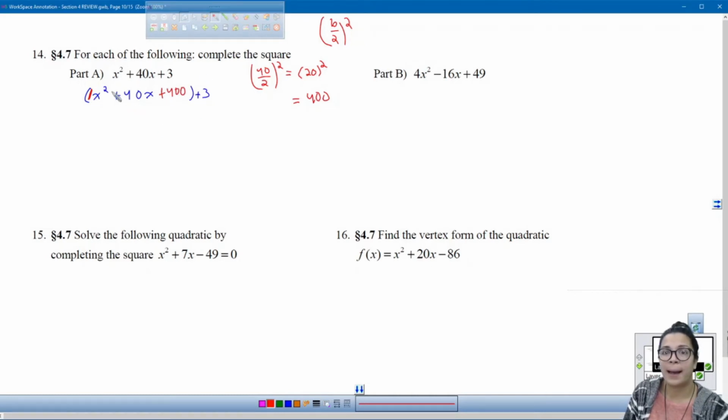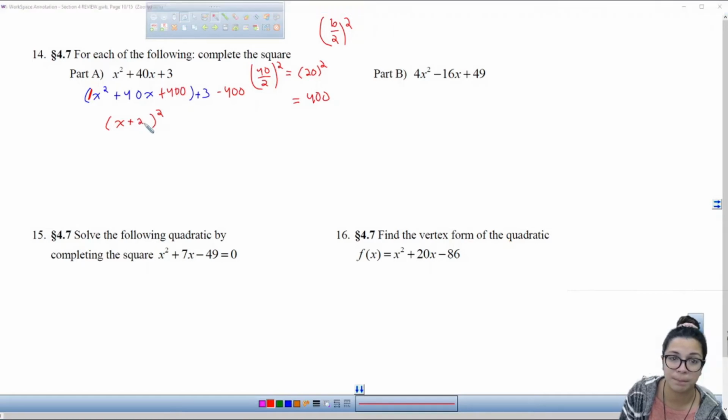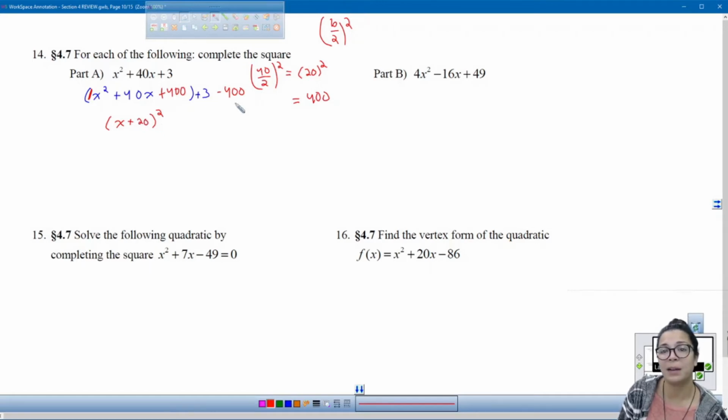Now, of course, we can't just add something to an expression and expect it to be equal, right? So we actually need to add 0. So instead of adding 400 by itself, I add 400 here and then subtract 400 on the back. So essentially, I'm doing nothing. So now this is a perfect square trinomial, so it will factor into a binomial squared. a is x, b is the square root of 400, which is 20. And then on the back, 3 minus 400 is negative 397. And there we go.